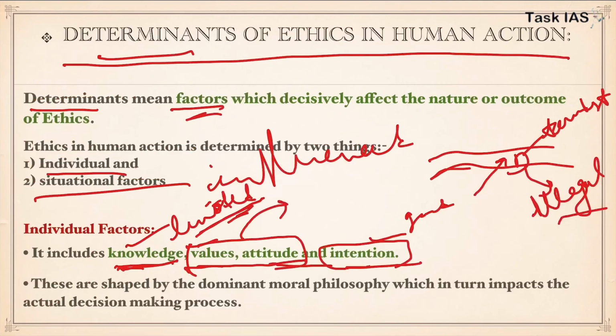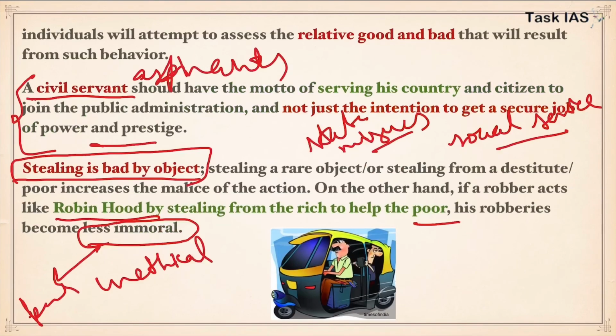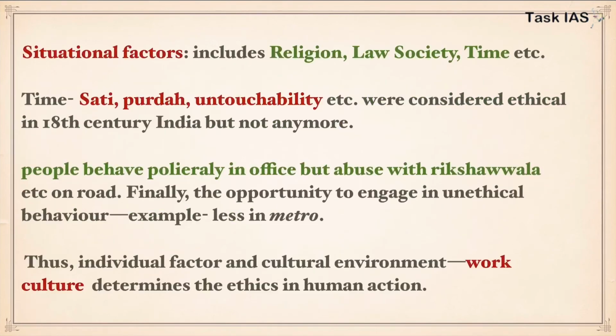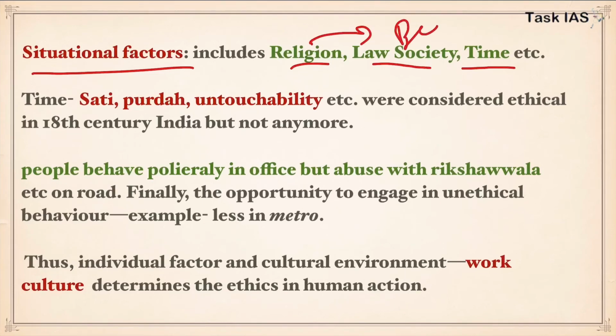So we are discussing determinants of ethics in human action. We have discussed individual factors. Now we will discuss situational factors. These include religion, law, society, time, etc. You can add other factors also. Here, if we consider religion, then you can write a brief example, but with precautions of not hurting anyone's sentiments.